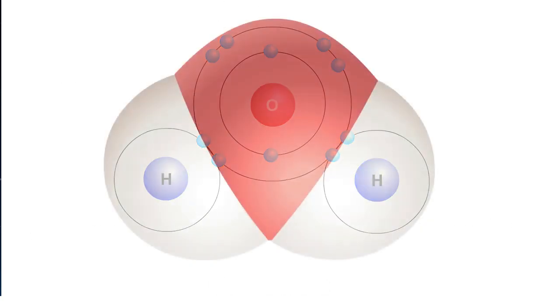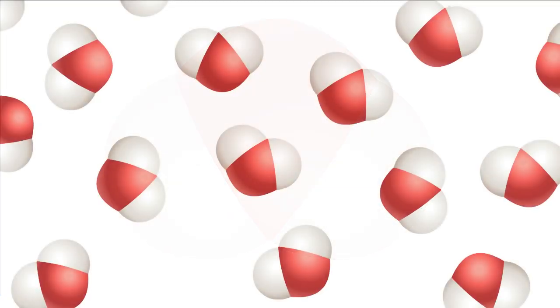Now let's put this water molecule in an environment with other water molecules. Notice that the water molecules orient themselves so that the negative end of one water molecule is opposite the positive end of another water molecule. When water molecules orient themselves in this manner, a weak attractive force called a hydrogen bond is formed.